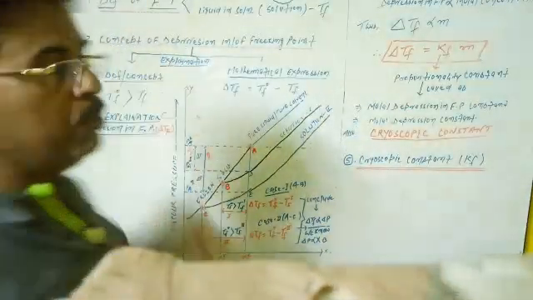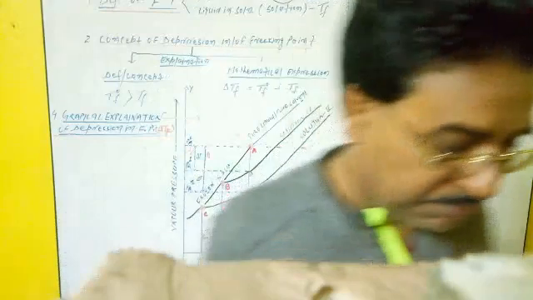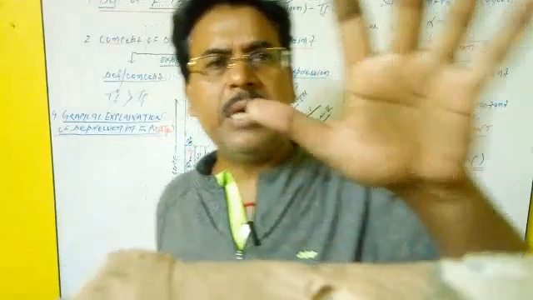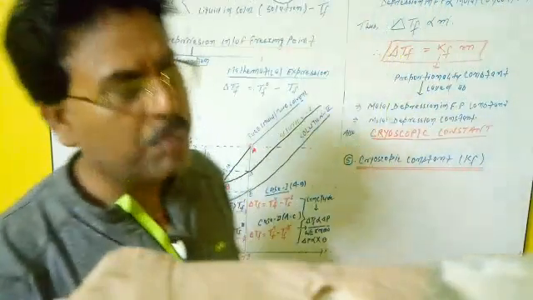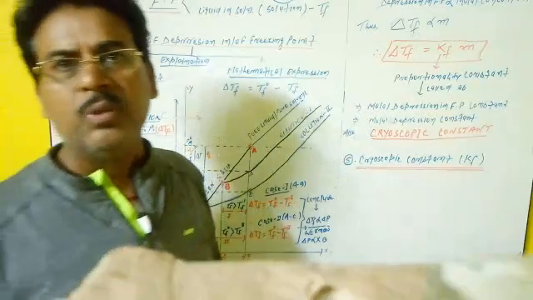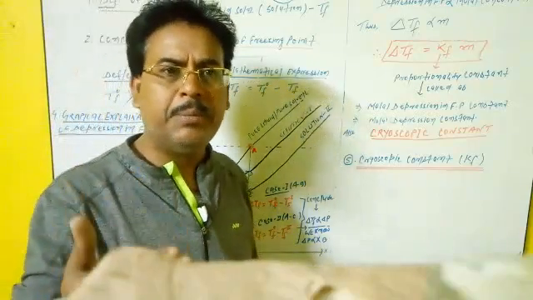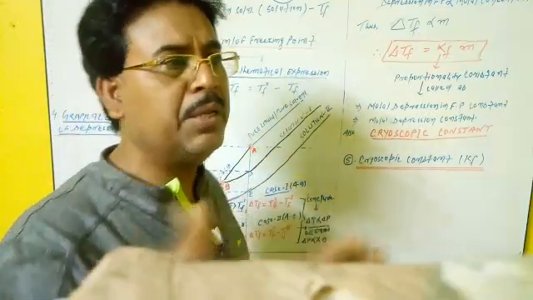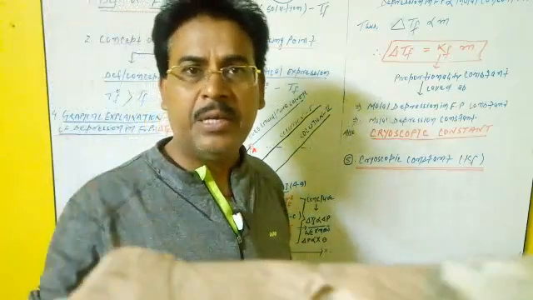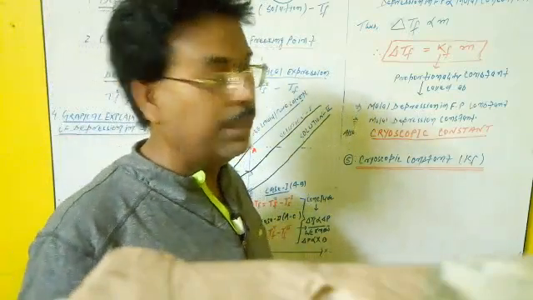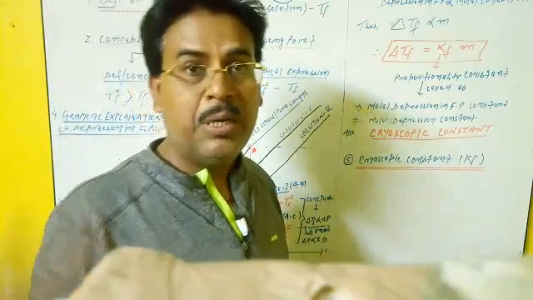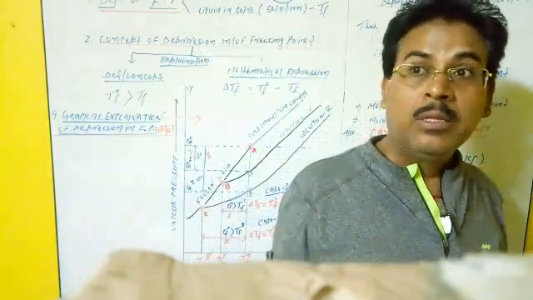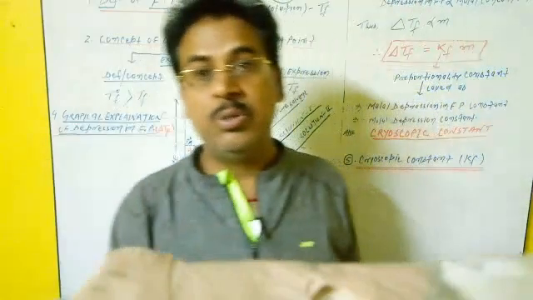Now we want to introduce the term depression in freezing point. Similar to elevation in boiling point, when any solute is added into a solvent to form a binary solution, it is observed that the freezing point of that solvent in solution decreases. Depression here means decrease or reduction. In other words, when any solute is added into a solvent to form a solution, the freezing point of that solvent in solution decreases.